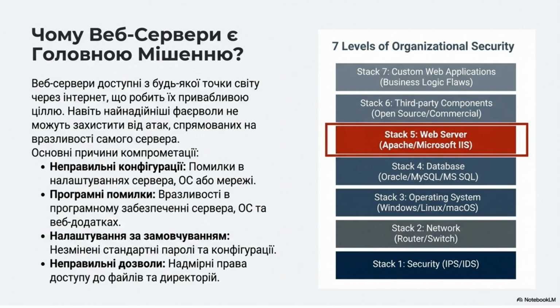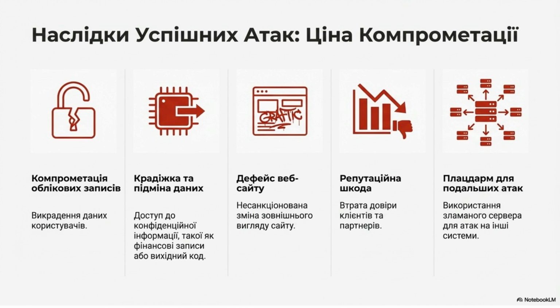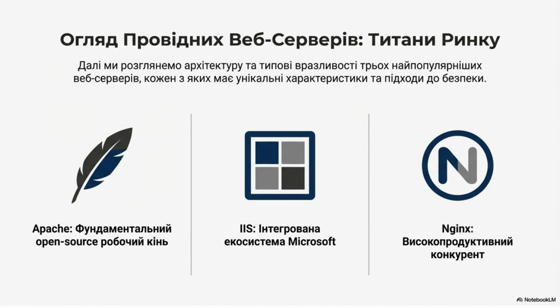A web server is considered Stack 5 in the 7 levels of organizational security. The consequences of successful attacks include compromising user accounts, data theft, website defacement, reputational damage, and the server being used as a staging ground for further attacks on other systems. Next, we will review the architecture and typical vulnerabilities of 3 leading web servers: Apache, IIS, and Nginx. Each has unique characteristics and security approaches.